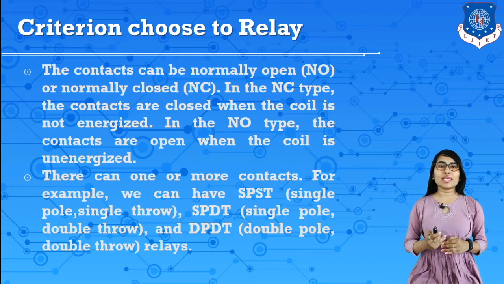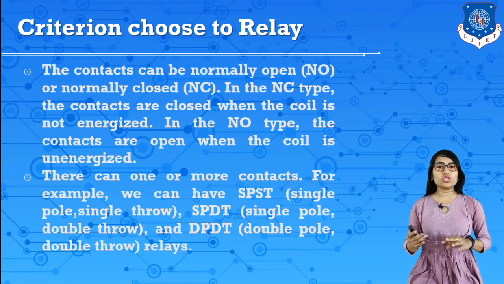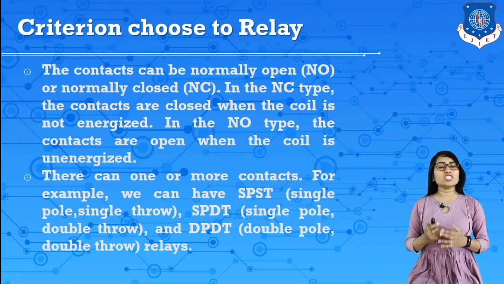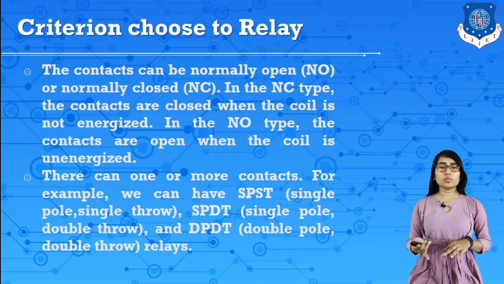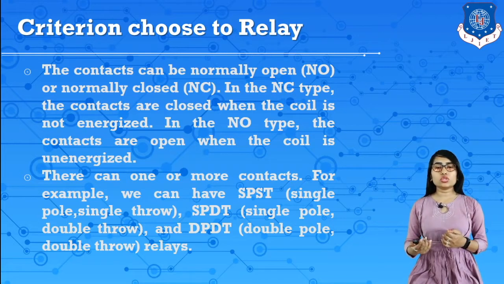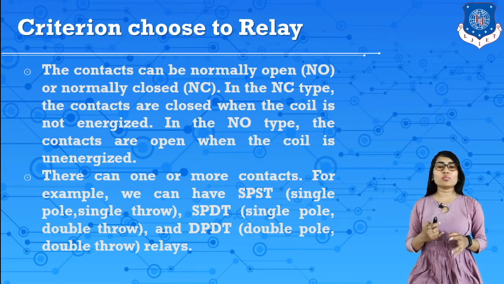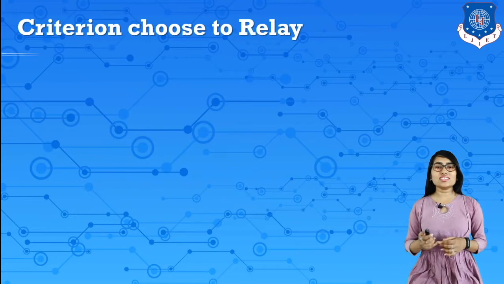Now here we have criteria to choose which relay we should use for our interfacing. The contacts can be normally open or normally closed. In the normally closed type, the contacts are closed when the coil is not energized. In the normally open type, the contacts are open when the coil is not energized. There can be one or more contacts. For example, we can have a single pole single throw, single pole double throw, or double pole double throw relay. All these can be relay types depending on how many contacts are present in the relay circuit.